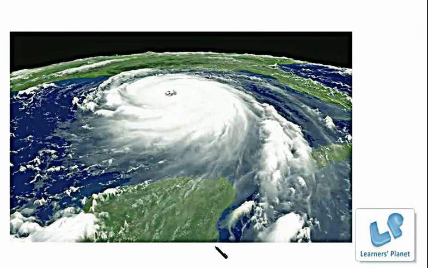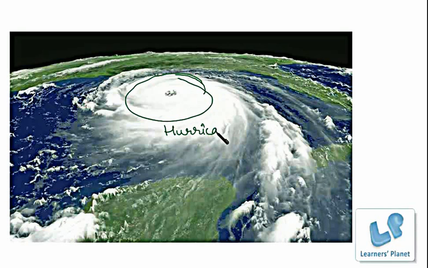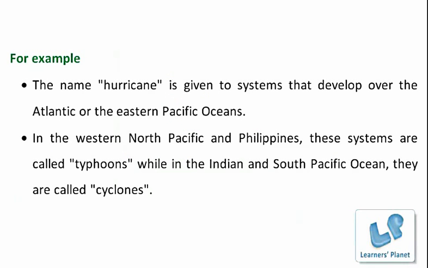Now, here you can see a beautiful picture of our Earth. Here you can see some tropical depressions or tropical storms forming. This is what we call a hurricane. Now, as per the World Meteorological Department, they are divided into certain sections. Let us see in what sections they are divided and what names have been given. Here I have quoted some examples for you.